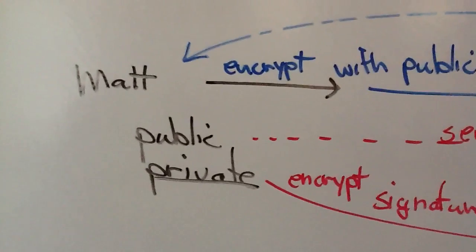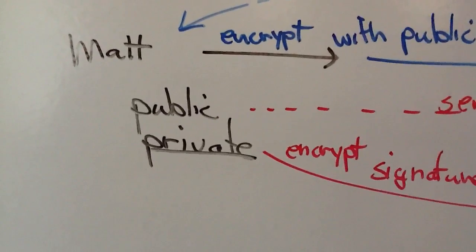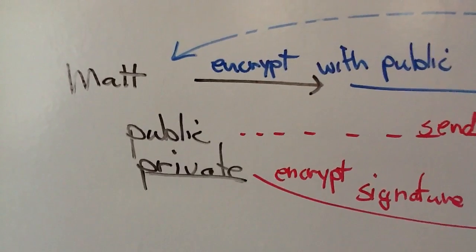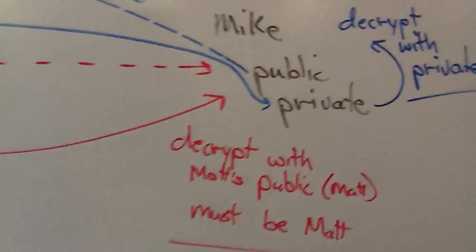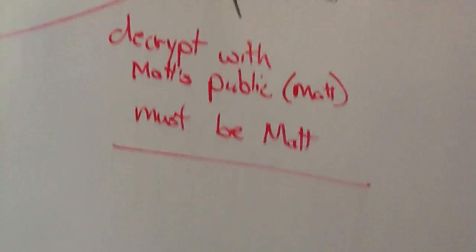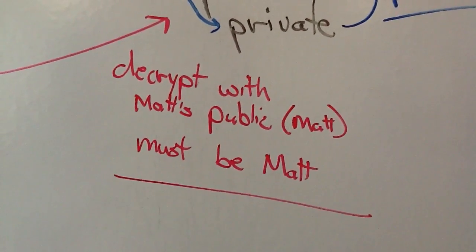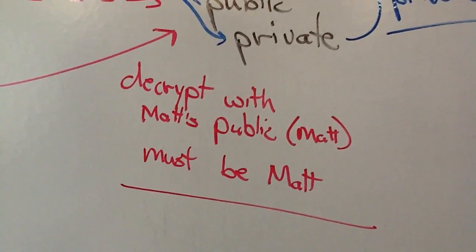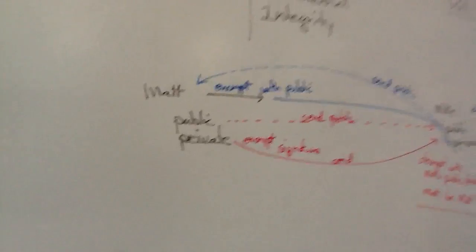Matt could hash the message or hash something and create a signature, and then he can encrypt it with his private key, send his public key over. Mike now has Matt's public key, and he can decrypt the message that Matt sent, which means that would have to be Matt. Anybody could decrypt it, but it had to come from Matt. So then this exchange can show you how that can take place.